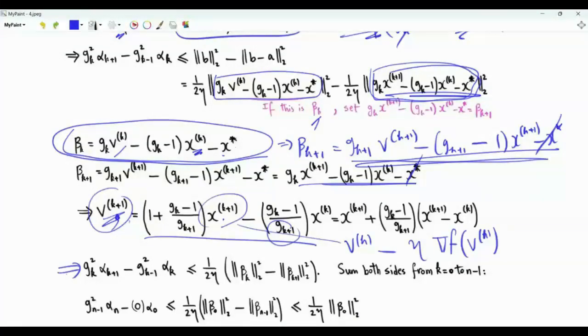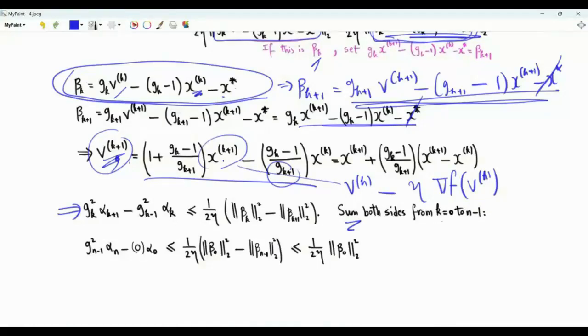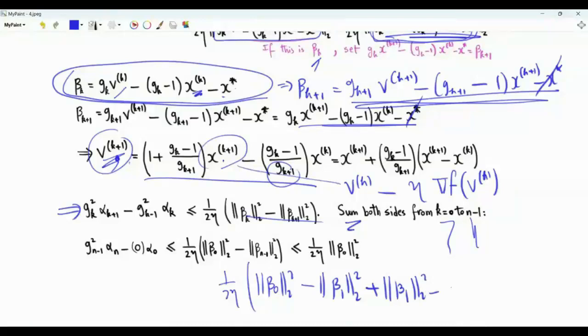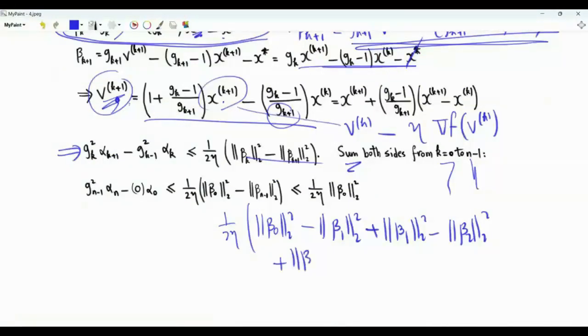This is our inequality now. It has been engineered so that we have a telescopic series on both sides. Let's sum both sides from k equal to 0 to k equal to n minus 1. On the right-hand side, we have 1 over 2 eta. If k is equal to 0, we have the L2 norm squared of vector beta 0 minus the L2 norm squared of vector beta 1. If k is 1, then we have the L2 norm squared of vector beta 1 minus the L2 norm squared of vector beta 2. Then k is equal to 2, then 3, all the way to n minus 1.